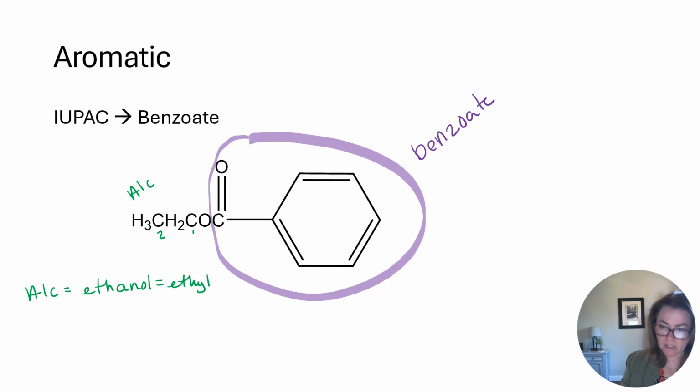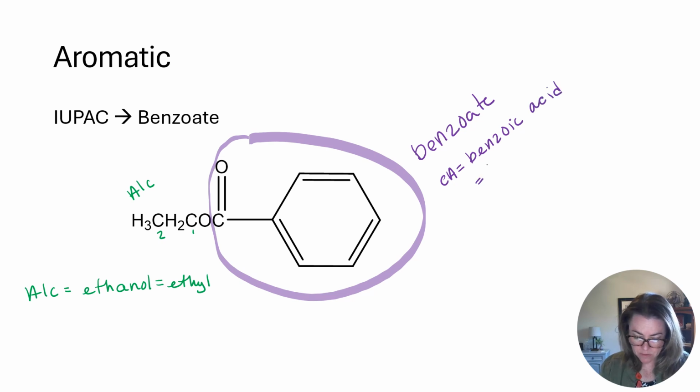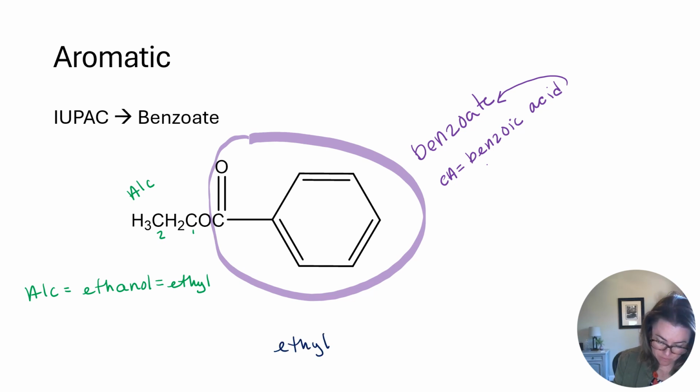And I probably jumped the gun on this benzoate, but following the process we were doing before, our carboxylic acid is a benzoic acid, and this is going to give us our benzoate. So putting these pieces together to give us our final name, this is going to be ethyl benzoate.